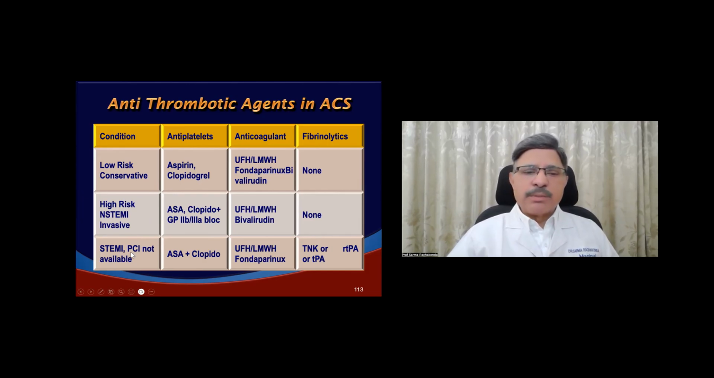Suppose there is STEMI and PCI is not available in that center, and there is no way you can go to the cath lab immediately, then use ASA, clopidogrel, unfractionated heparin or fondaparinux, and then you have to give a fibrinolytic. What is the fibrinolytic? Tenecteplase, rTPA, TNK. Streptokinase is rarely used nowadays.